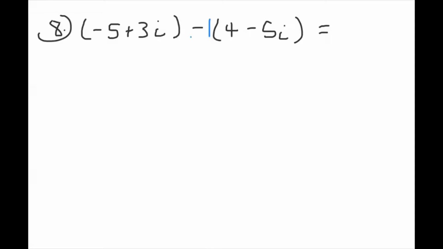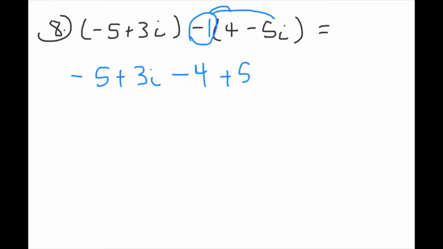This means that I'm multiplying negative 1 to everything inside the parentheses. So I'm distributing that negative 1. So that's what I'm going to do instead of trying to subtract. So negative 5 plus 3i, it's okay if I drop the parentheses here. Negative 1 times 4 gives me negative 4. Negative 1 times negative 5i gives me a positive 5i.